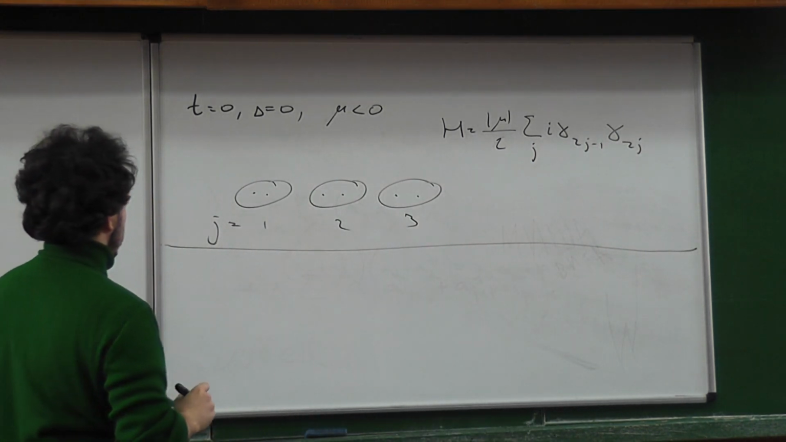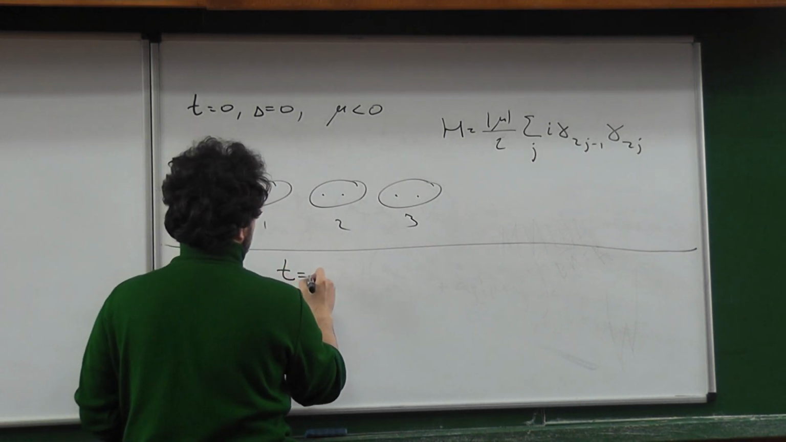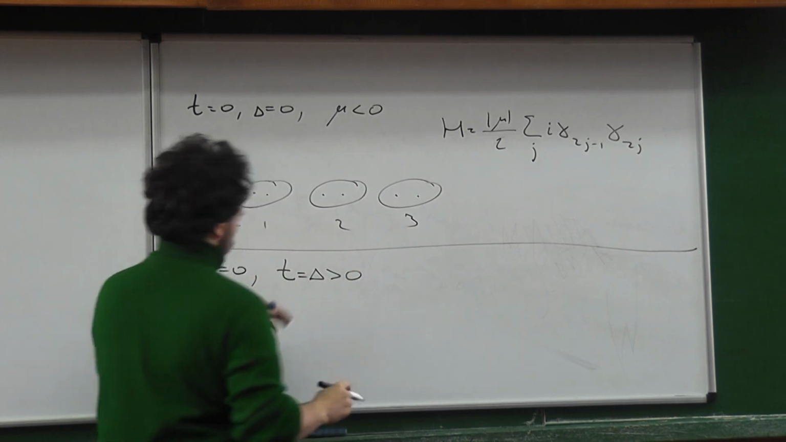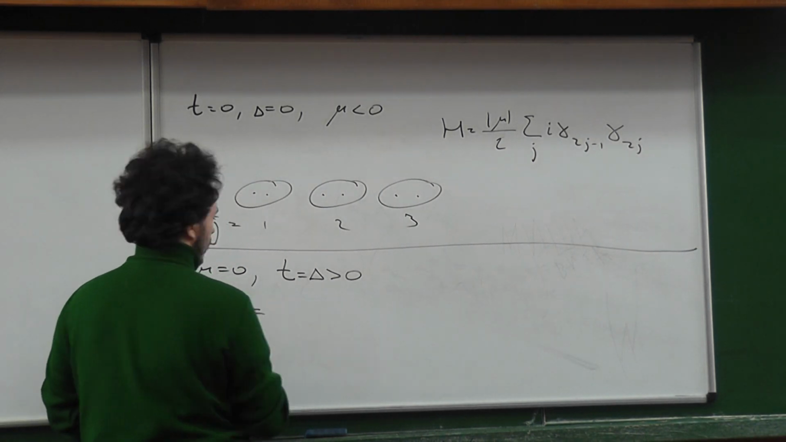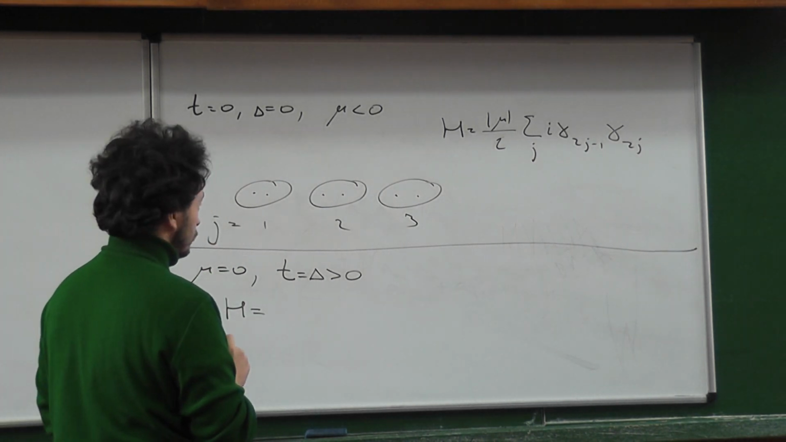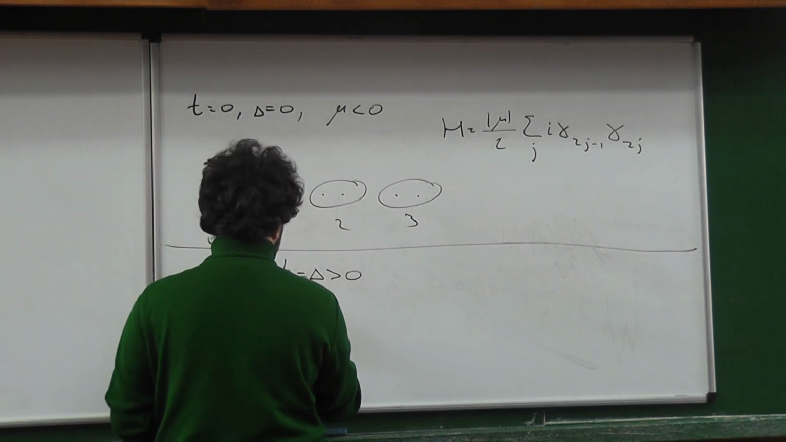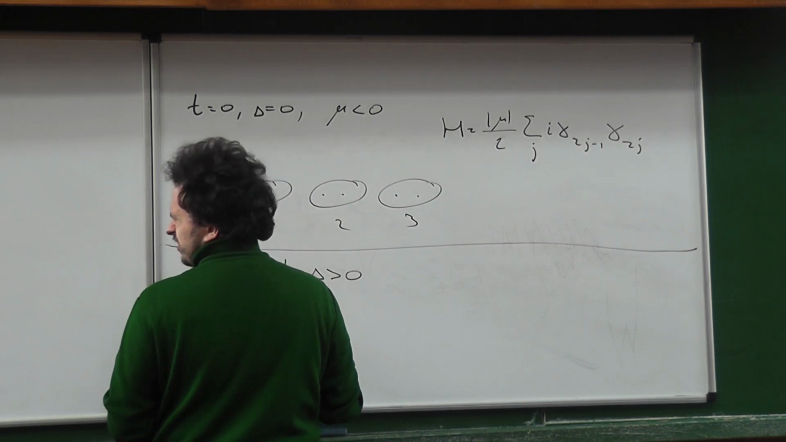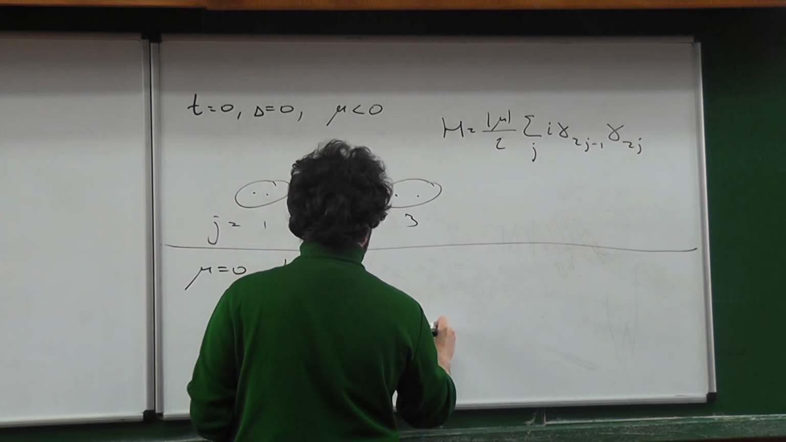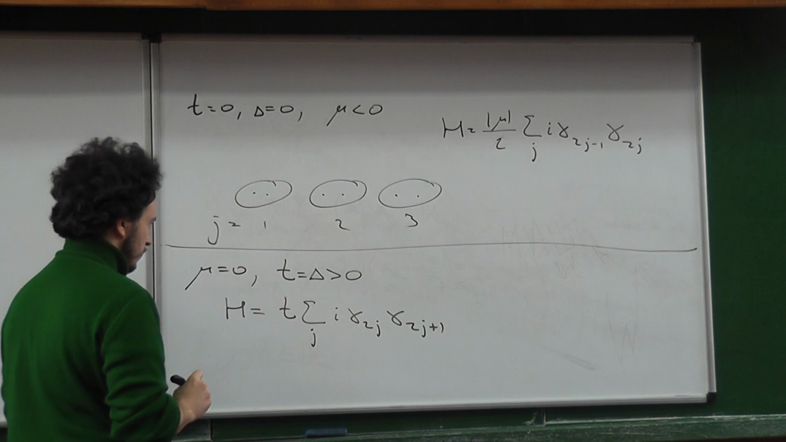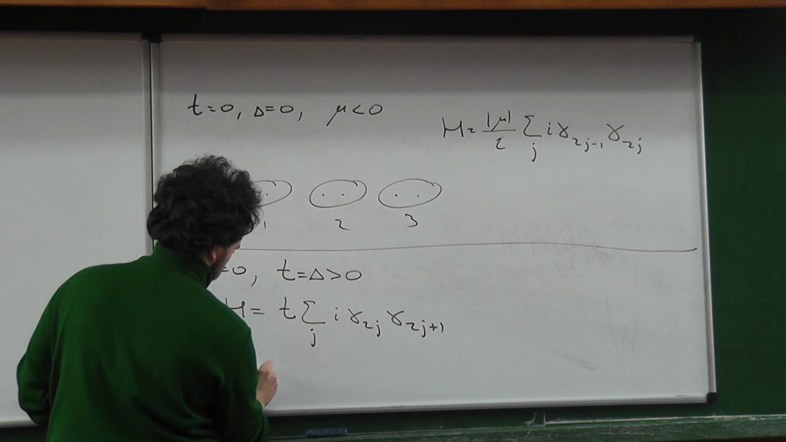And I have another simple case. Mu is equal to 0, and t is equal to delta, and all are greater than 0. Then what is my Hamiltonian? My Hamiltonian is t sum over j, i gamma 2j gamma 2j plus 1. So this means that, okay, I have my sites.